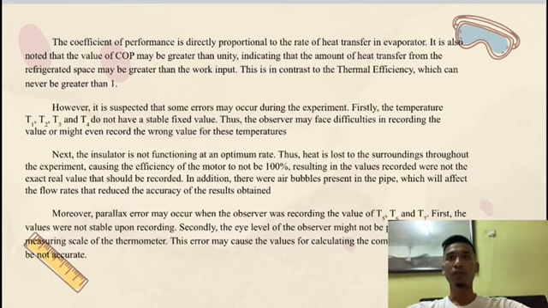In addition, there were air bubbles present in the pipe, which affect the flow rates and reduce the accuracy of the result obtained. Moreover, parallax error may occur when the observer was recording the values of T5, T6 and T7. First, the values were not stable upon recording. Secondly, the eye level of the observer might not be perpendicular to the measuring scale of the thermometer.